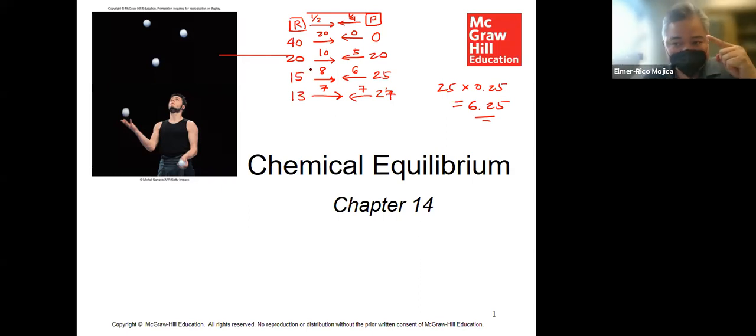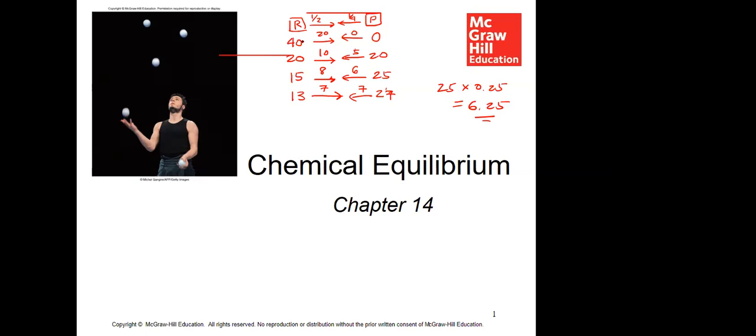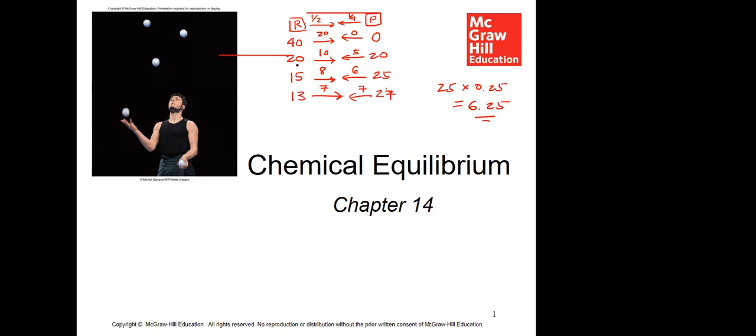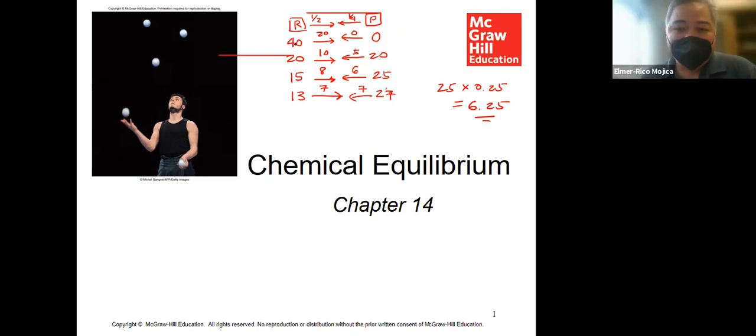So listen, okay? We have items in box R. What we do: 1/2 of those items go to box P. And then in box P, 1/4 of those items go to box R. So initially we have 40 and 0. What is 1/2 of 40?